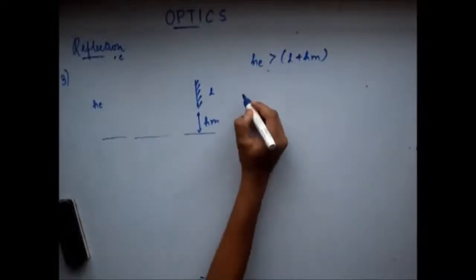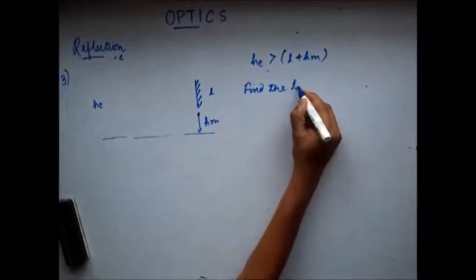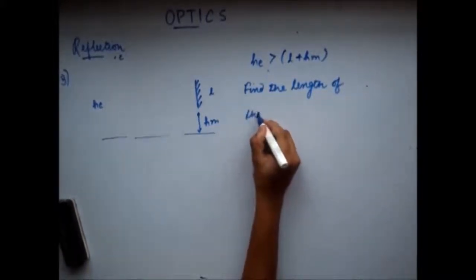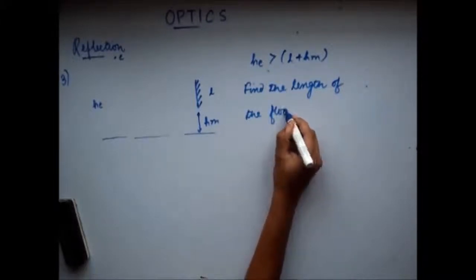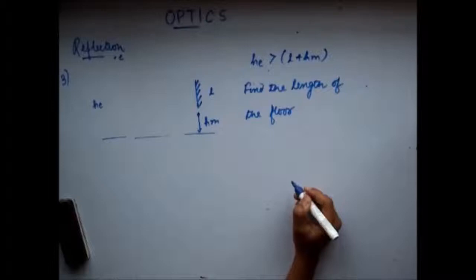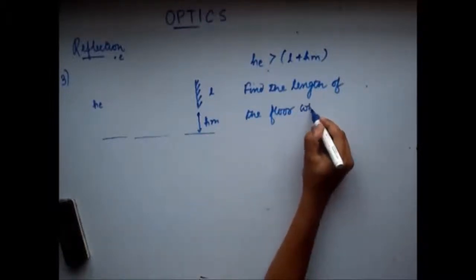The question is, find the length of the floor which is visible in the mirror, or whose reflection is visible in the mirror.